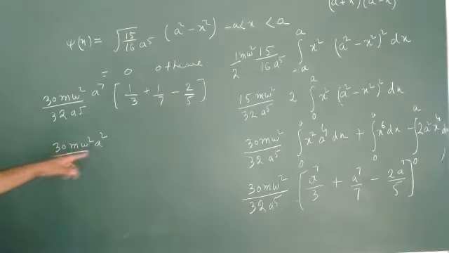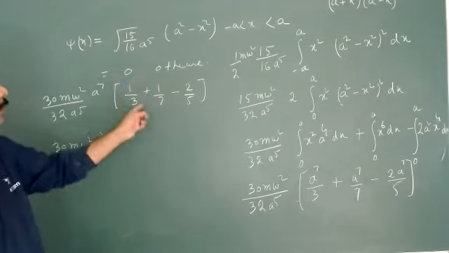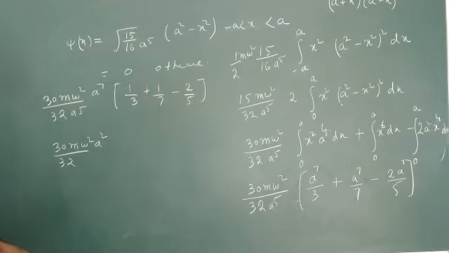So this is dimensionally correct. Why? M omega square x square, with a square, is the dimension of length, so this is the dimension of energy. So theoretically I am correct. I need to just calculate this number. What will be this number? What will this be? 8 by 105.